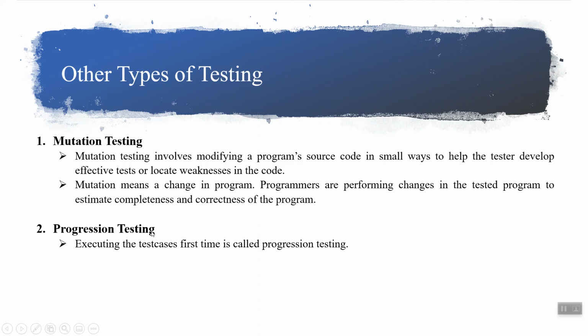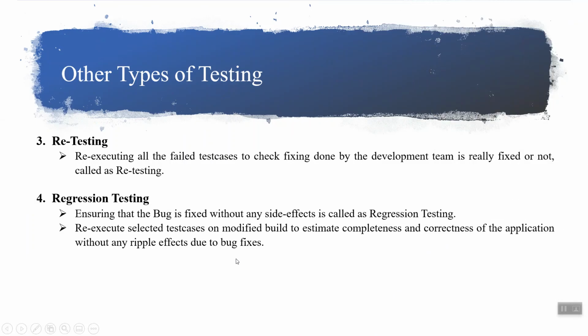The second type is progression testing. Executing the test cases for the first time is called progression testing. So we got the build for testing, and for the very first time we are executing the test cases on that build. So it is called progression testing.